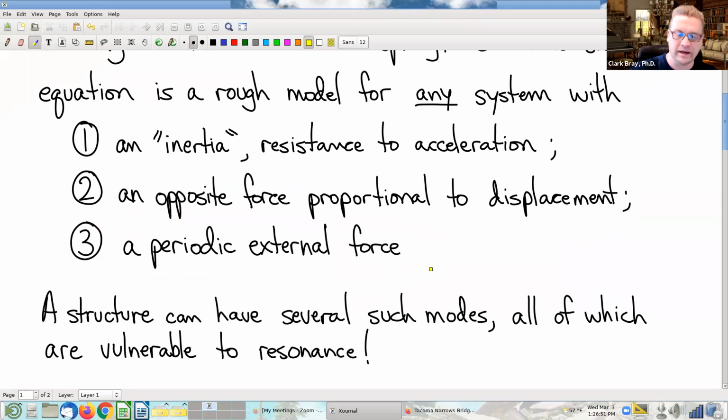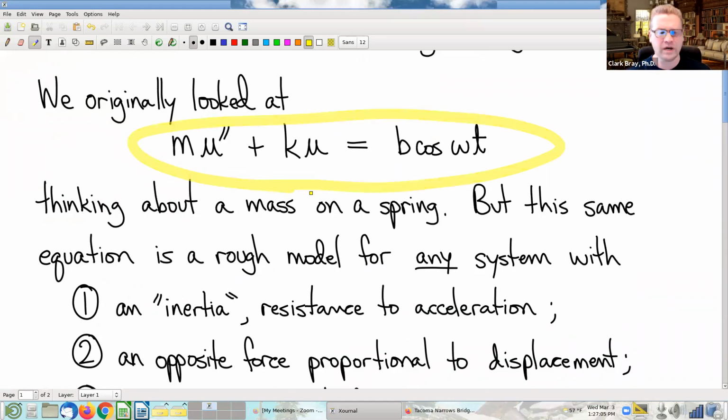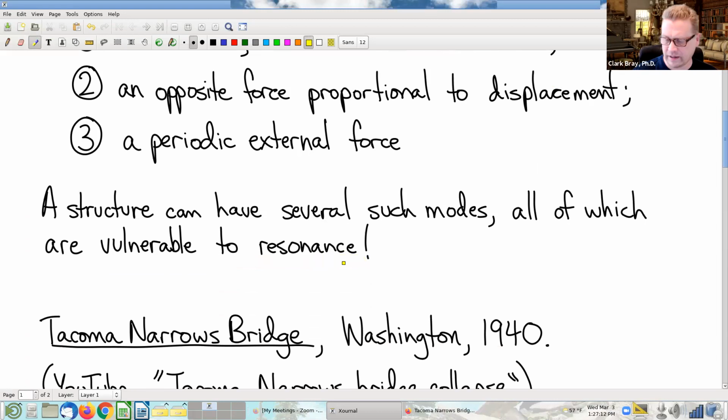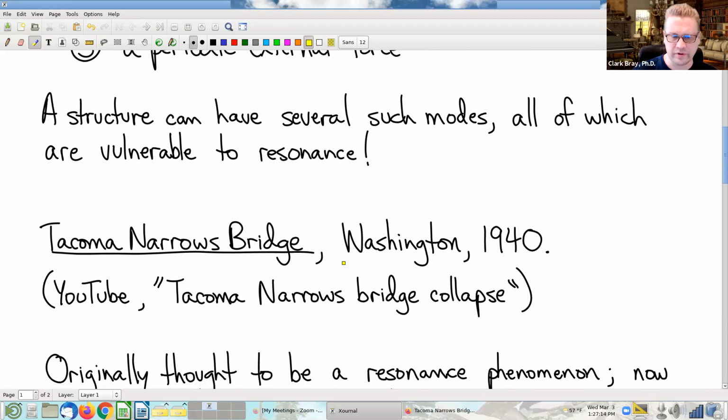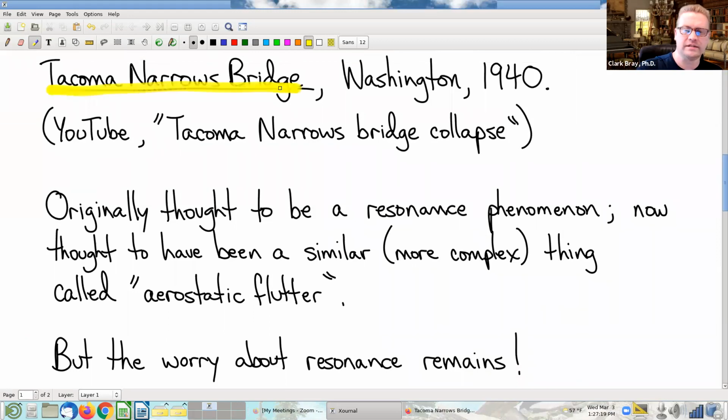Okay, so important to understand, for any structure, there's several such modes, right? And all of them are vulnerable to resonance in the same way that a mass on a spring is, because they're all modeled by, well, approximately anyway, the same differential equation. Okay. All right, so that's a really big point. I want to talk about what does this have to do with bridges? And we'll start by talking about the Tacoma Narrows Bridge. This used to be in Washington, 1940.